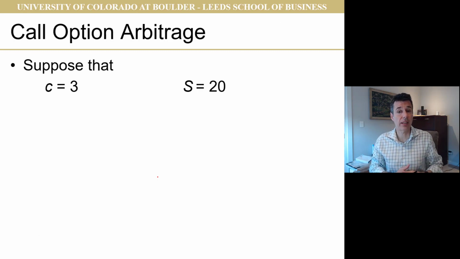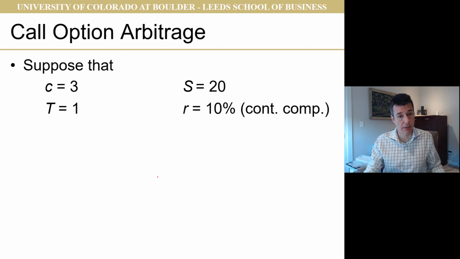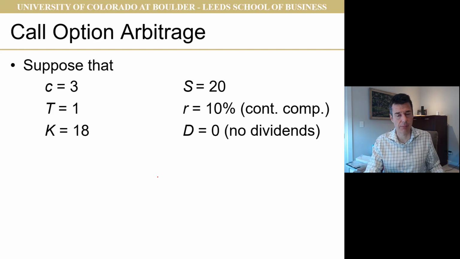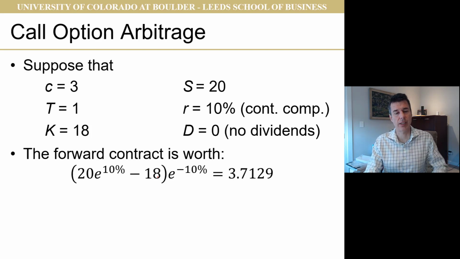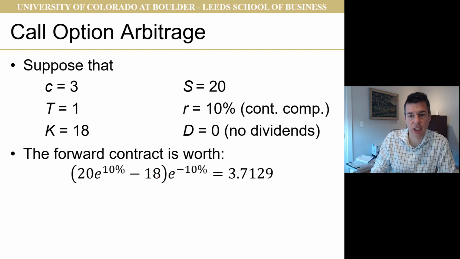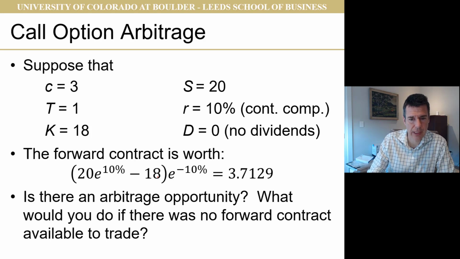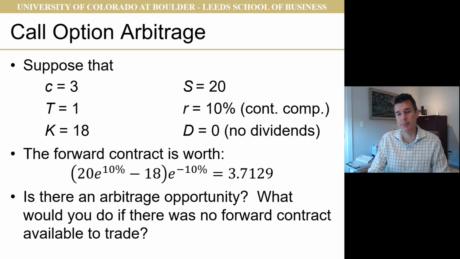So suppose that the call value is 3, spot is 20, a 1-year option, interest rates are 10%, continuously compounded. The strike is 18, there are no dividends. The forward contract here is worth $3.71, right? So we do the forward: spot, e to the rT, minus the strike, e to the minus rT. So $3.71. The question is, is there an arbitrage opportunity?